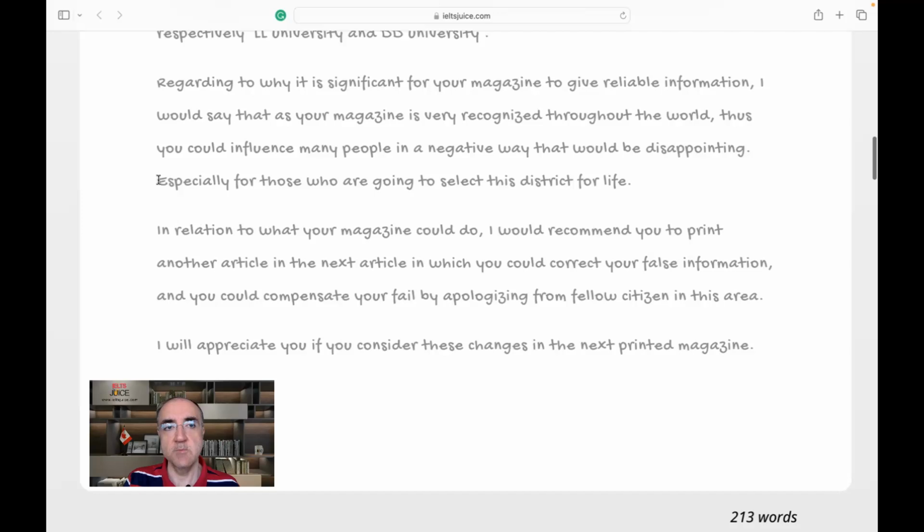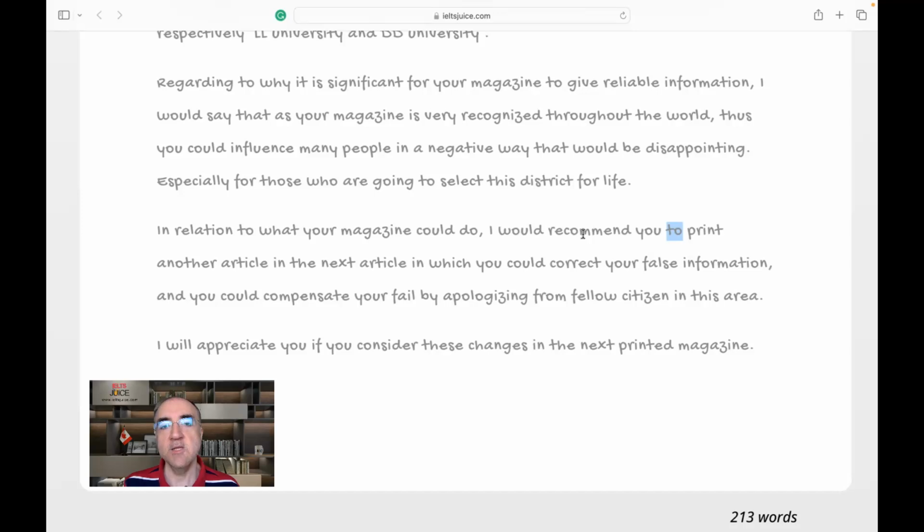That's understandable. We need a comma before "especially," and the period here, the full stop here is not necessary. In relation to what your magazine could do, I would recommend you print. So after recommend, you just carry on with your subject, verb. You basically write another sentence. So I would recommend you print another article in the next.